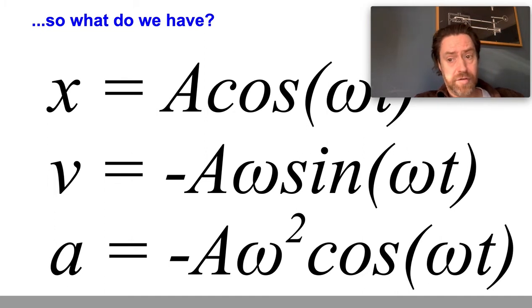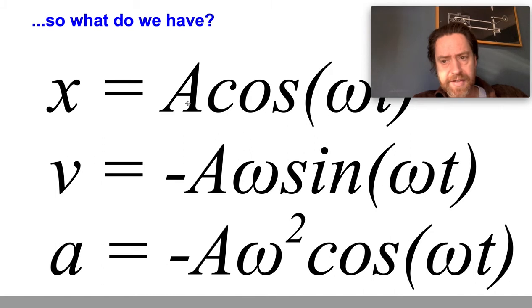Now, I'm sorry, but there is another equation because quite often people are interested in the maximum values that things can take. Now, the maximum displacement, we don't need an equation for that. The maximum displacement is going to be the amplitude, A. So no equation there.